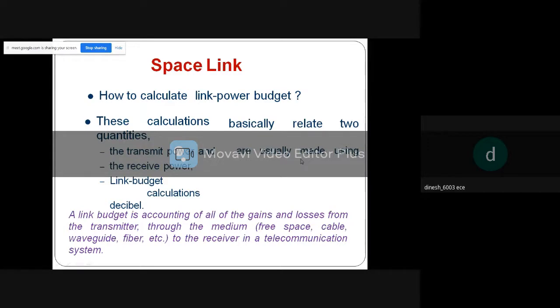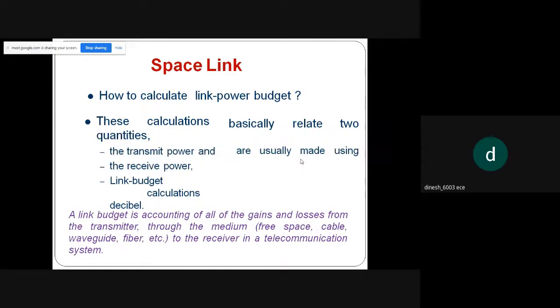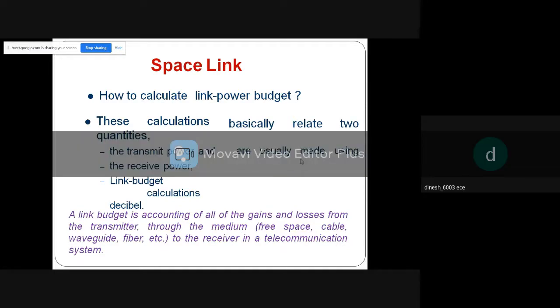So, what is a space link? What is required for that? What happens? What happens if the space link is not there? Okay, first I will define what a space link is.